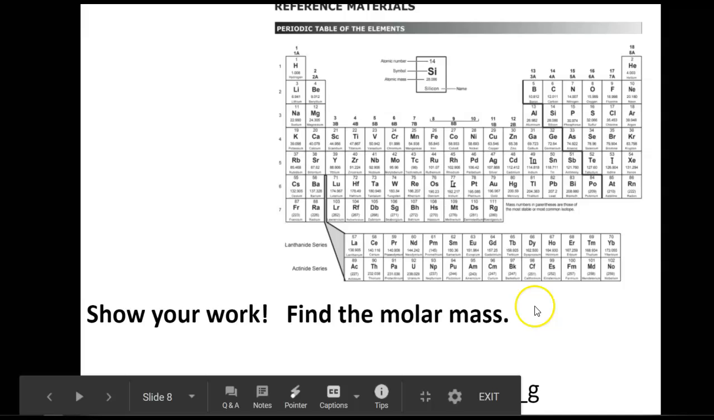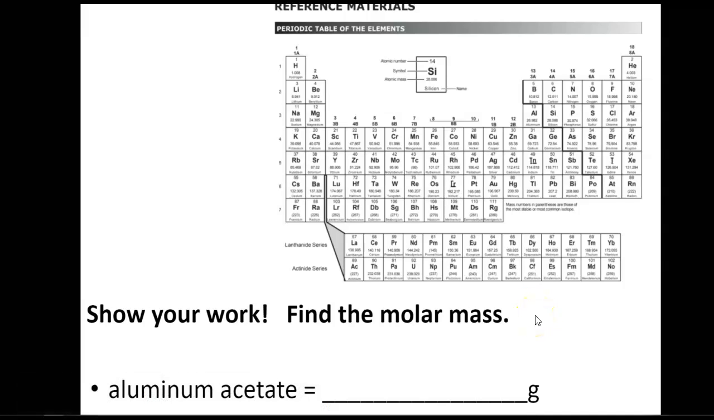Okay, so we are going to see if we can find the molar mass of aluminum acetate. And that means that we're going to have to do a couple things. The first thing we're going to have to do is find the aluminum, and we're going to have to find the acetate. What do you mean, Mrs. Shira? Well, we have to find the acetate, and we're going to have to be able to look that up on our polyatomic list.